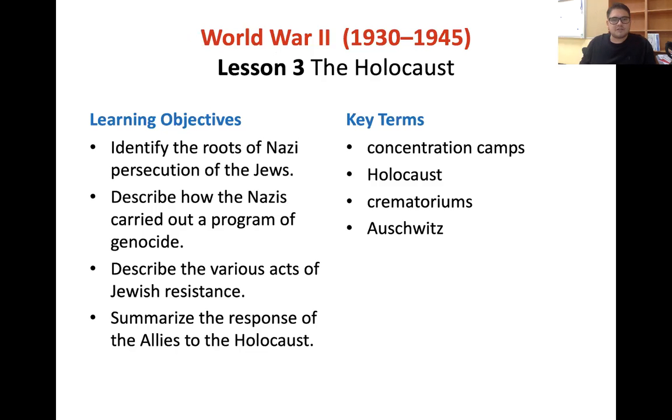Of course, on the left are your learning objectives: identify the roots of Nazi persecution of the Jews, describe how the Nazis carried out the program of genocide, describe the various acts of Jewish resistance, and summarize the response of the Allies to the Holocaust. These are the 4 key terms. I'm pretty sure you've heard of all four of these words: concentration camp, Holocaust, crematoriums, and the most famous concentration camp of them all, Auschwitz.